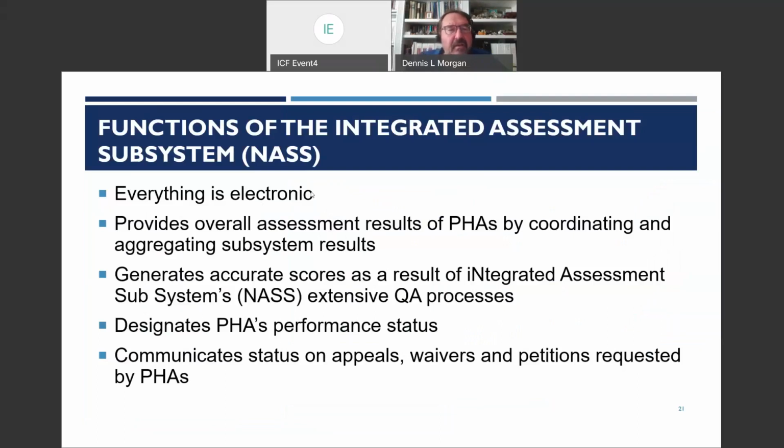So everything is done electronically. Everything goes into this system in the world of HUD through what's called the Integrated Assessment Subsystem, better known as NAS. I don't have an additional report. I'm sending in my regular reporting mechanisms through my PIC system, through my FDS scheduling system, through the PHA, that ultimately then is going to amount to the score. And then it's going to designate the performance as well. If I'm asking for an appeal, I'm asking for a waiver, I'm asking for a petition on a certain element as well, everything is done electronically. Everything goes into the world of REAC.